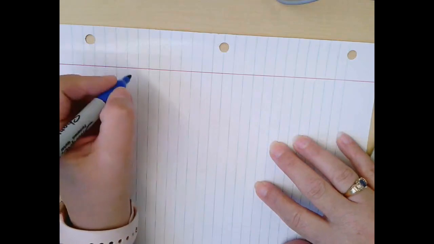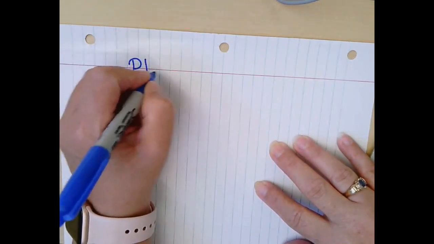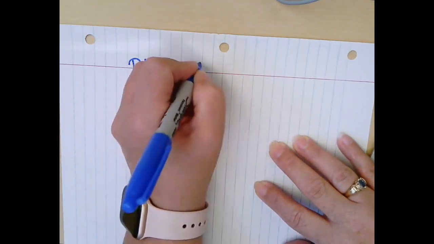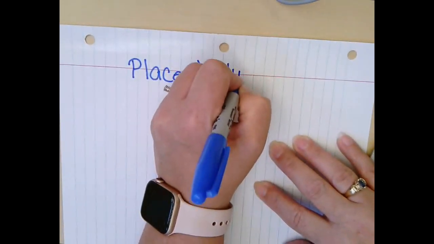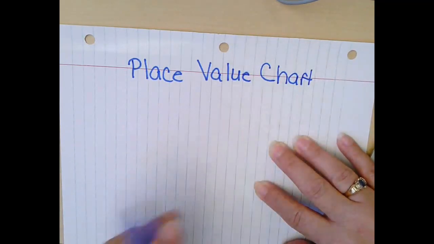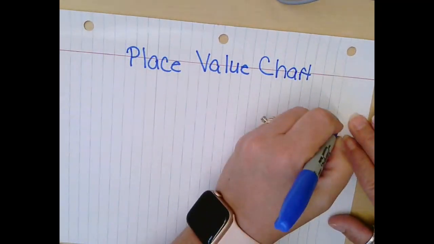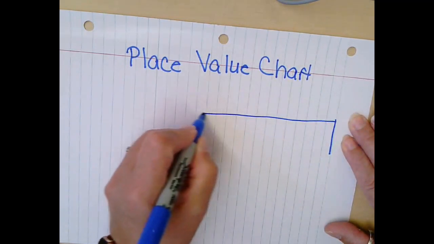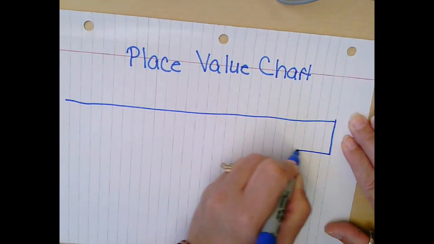You need to take your regular piece of notebook paper, and this time I want you to turn it so that the holes are at the top, and we call this horizontal. So once you have your holes at the top, let's go ahead and write place value chart. And then I want you to make a long rectangle all the way across your paper.